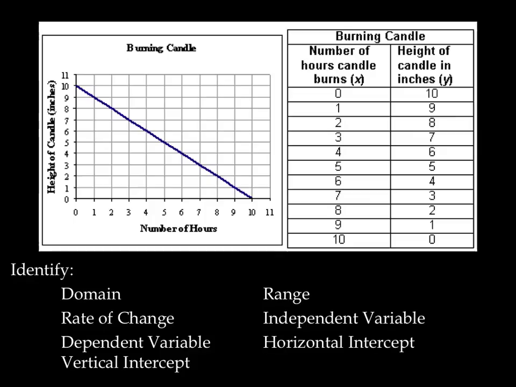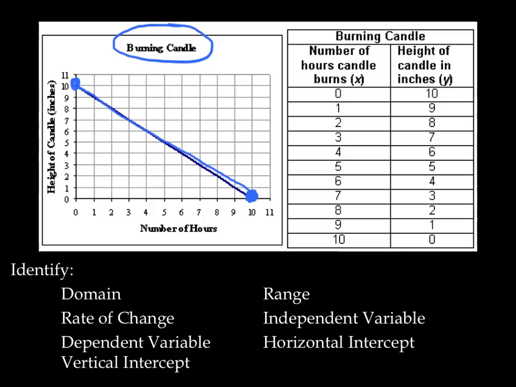Okay, so here's one example for us to take a look at. We want to identify the domain, the range, the rate of change, etc., for this linear function. This is a candle that's burning. It starts off after 0 hours of burning at 10 inches tall. Slowly it gets burnt and burnt, and we can follow the line all the way down. And then after 10 hours, there's no candle remaining.